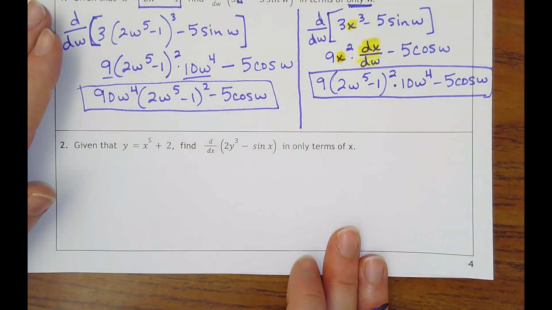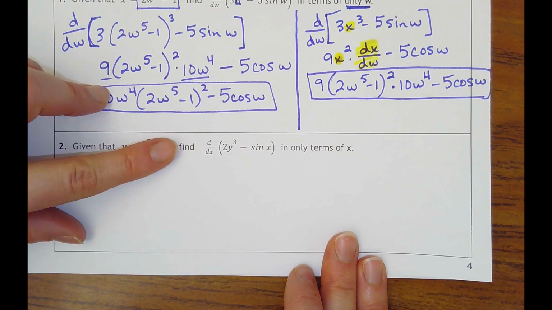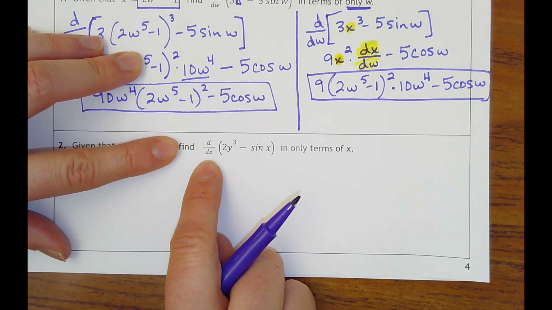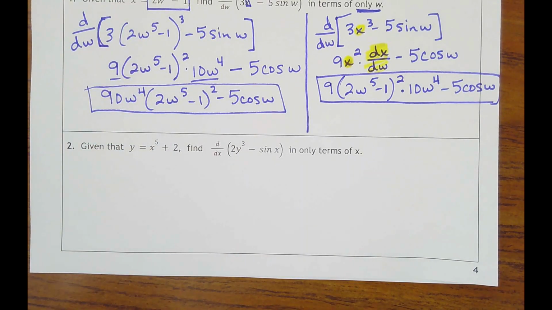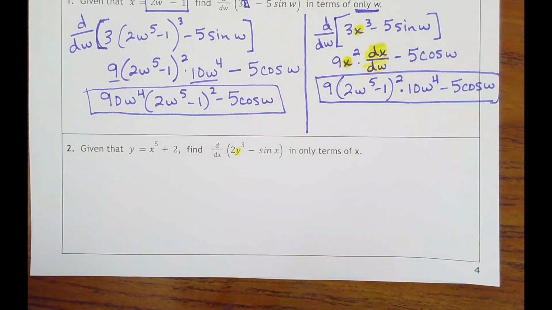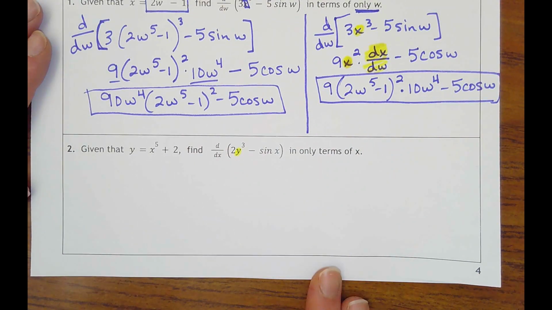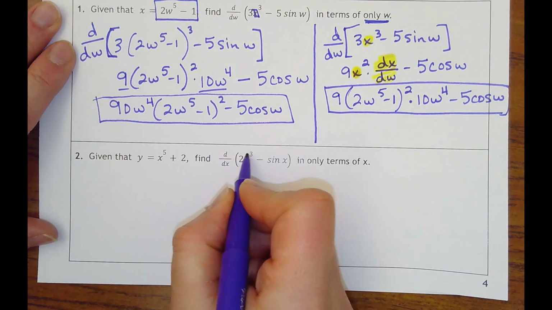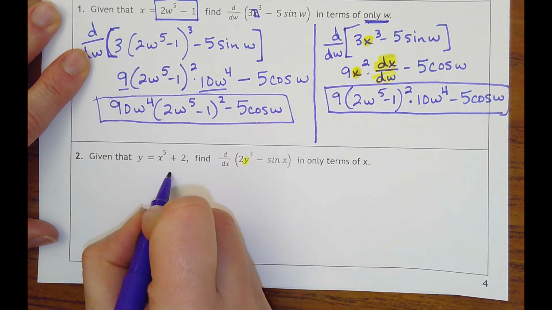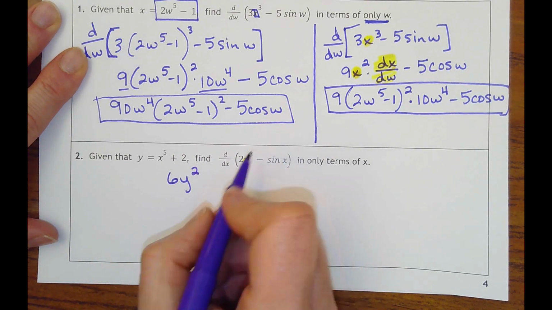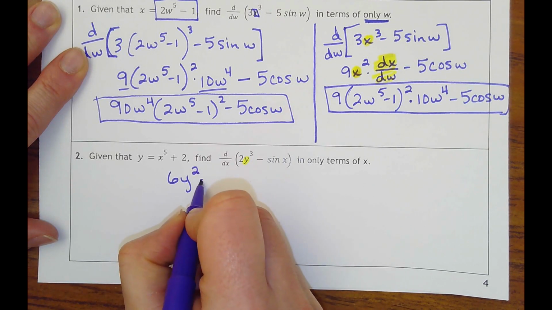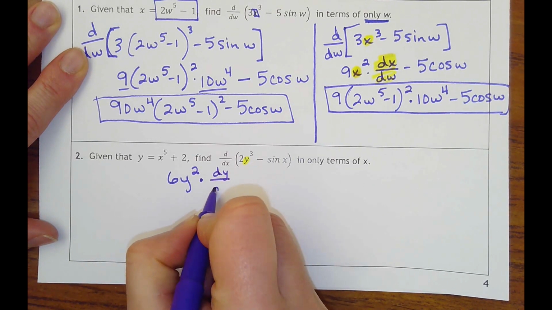We have an equation for y. We're going to ignore that for right now. We're finding the derivative with respect to x of this. So the problem I see is that I have a y here, and so I'm going to have to do something special with that. So I'm going to take the derivative like normal. That would be 6y squared. But then I'm taking the derivative of y with respect to x. So I would say dy over dx.